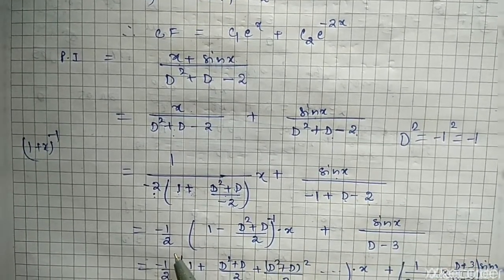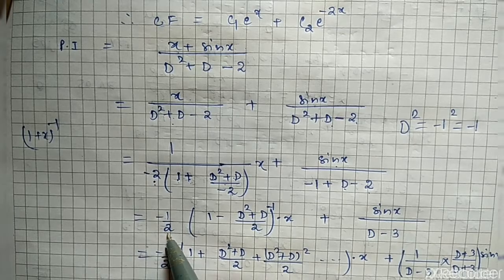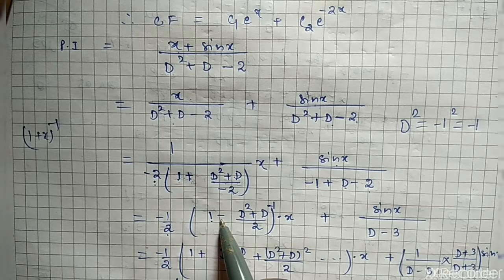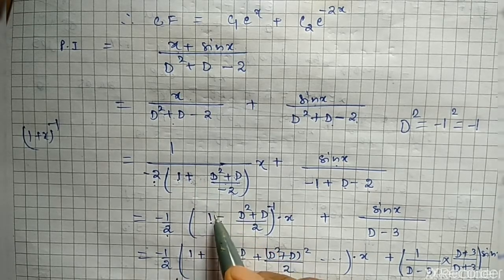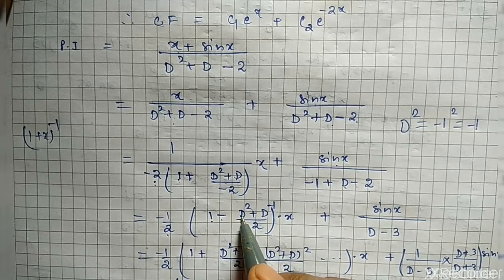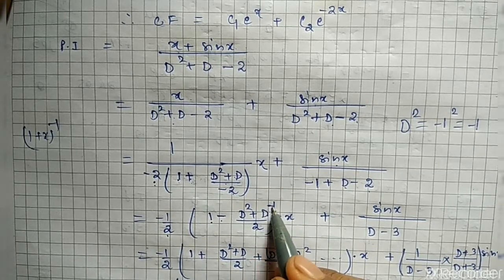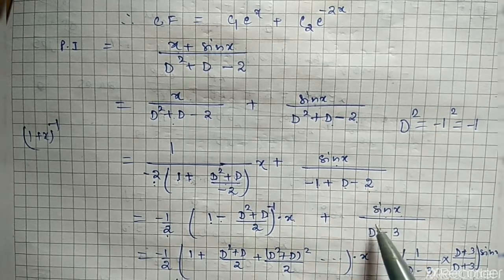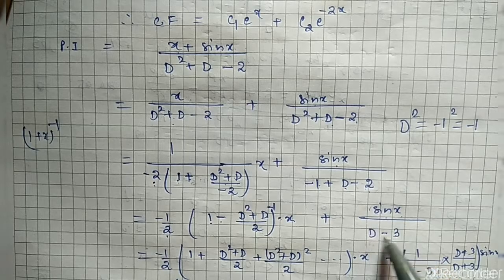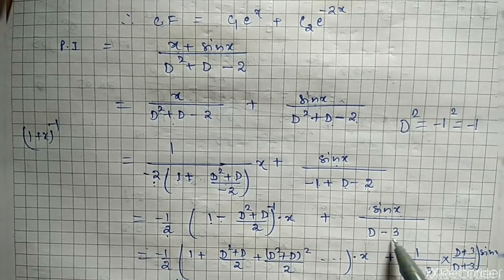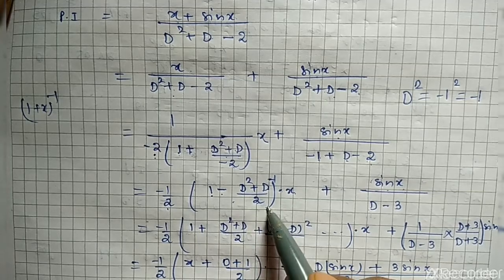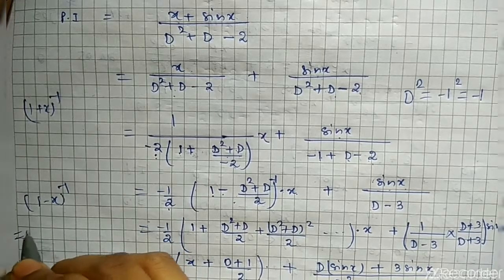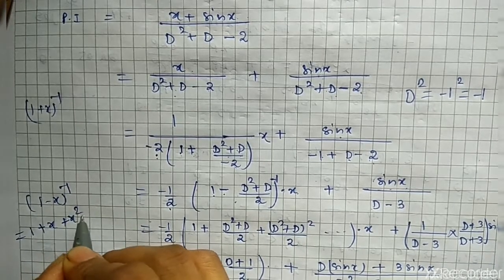In the next step we have minus 1 by 2 outside. We will take both these functions in the inverse form. So we have 1 plus, here is a minus sign, so I have taken it here: 1 minus d square plus d divided by 2, inverse, into x, and plus sin x divided by minus 1 minus 2, that is minus 3, plus d. So the term will become sin x divided by d minus 3. Now we will use the formula for 1 minus x inverse. So 1 minus x inverse is equal to 1 plus x plus x square and so on.